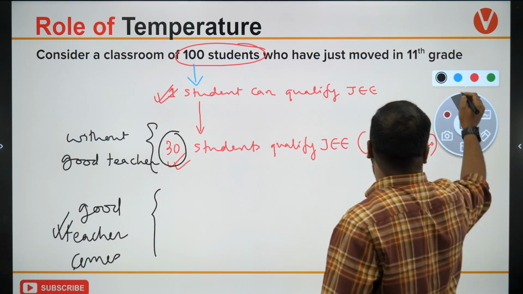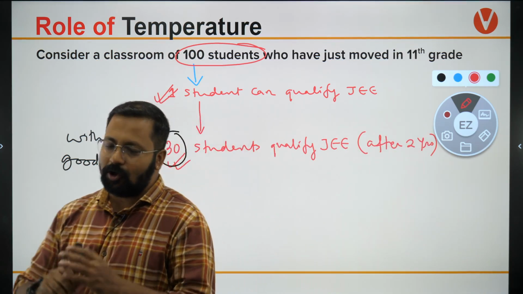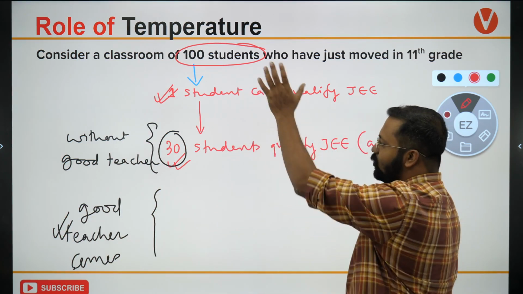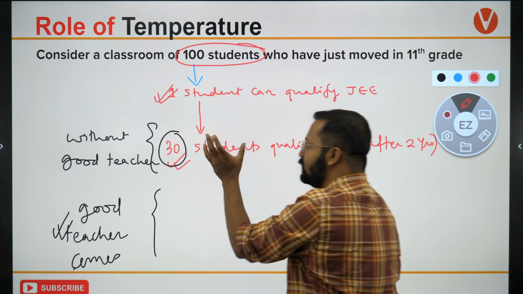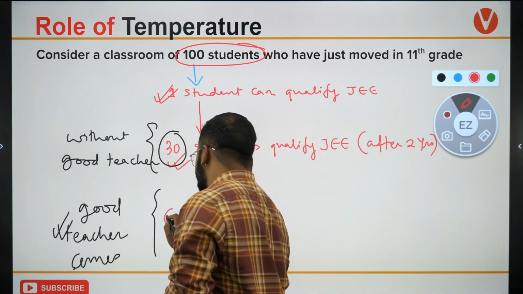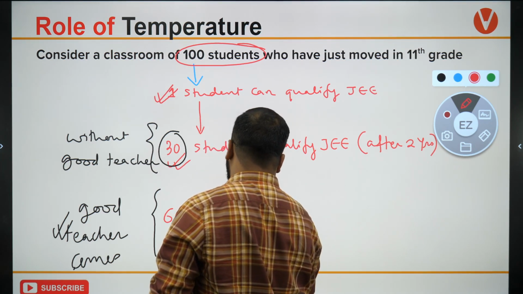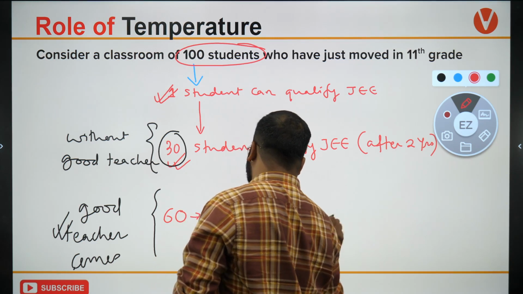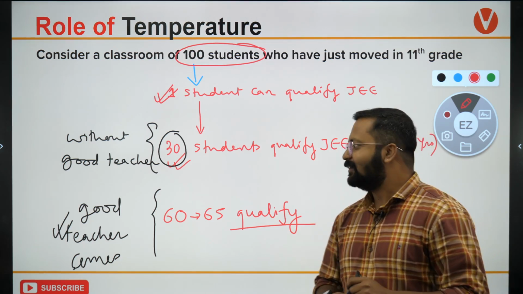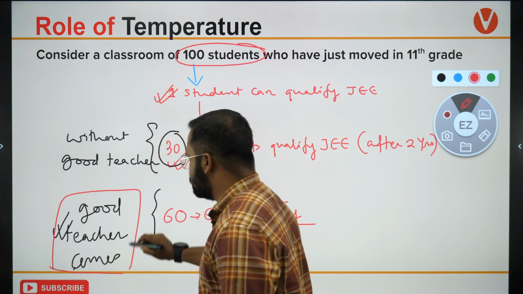Isn't it? बताइए, if there had been good teachers to teach you, don't you think that out of these 100 students, rather than 30, maybe like 60-65 students would have qualified. तो 60 to 65 क्वालिफाई कर गए. Isn't it? हो सकता है. So what is this good teacher doing?